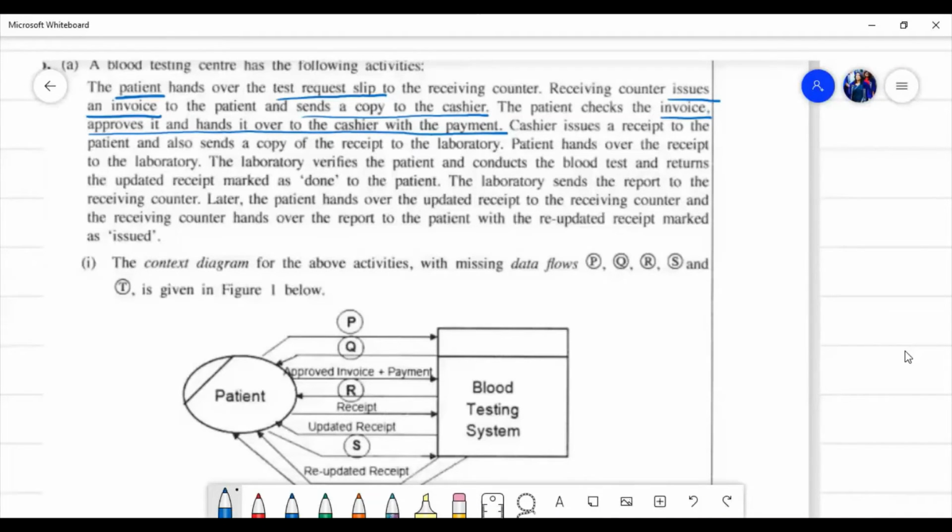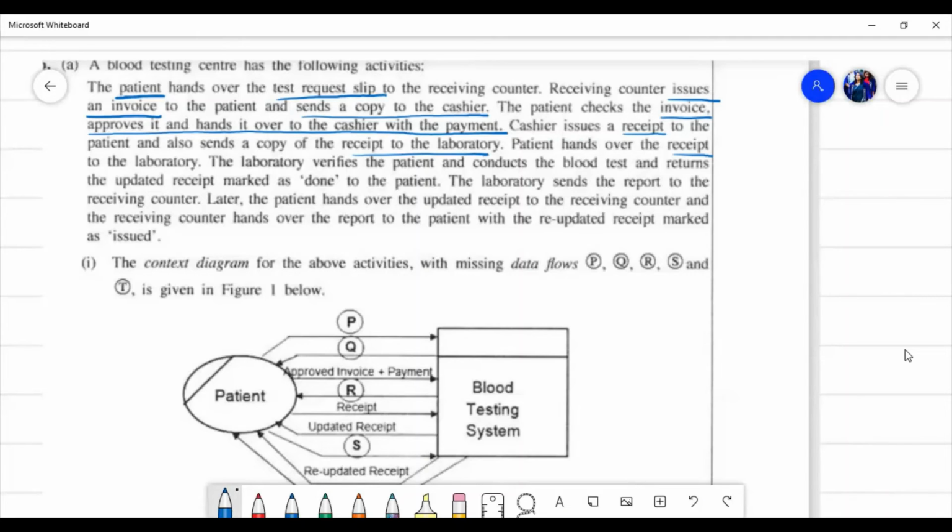So here you could see approved invoice plus payment. Approved invoice. The cashier issues a receipt to the patient and also sends a copy of the receipt to the laboratory. It's handling from the inside, right? So the cashier issues a receipt, CR, issuing receipt, and then sends another copy of the receipt to the laboratory. The patient hands off the receipt to the laboratory.